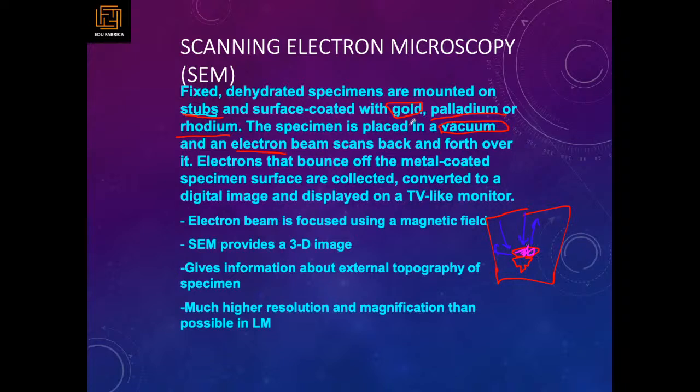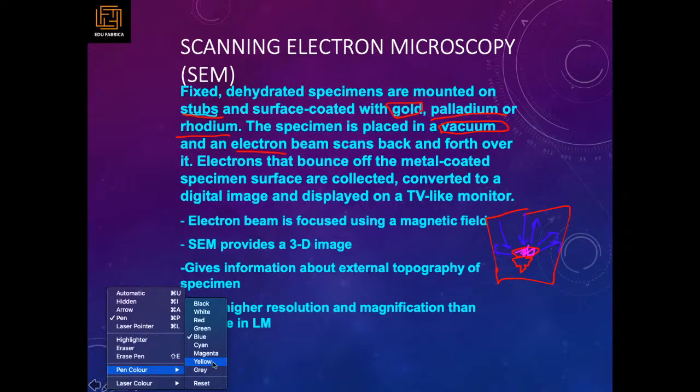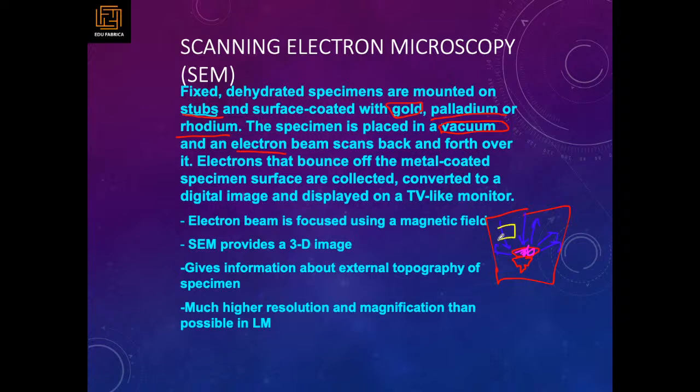As we know, our surface is coated with gold, palladium or rhodium. So these electron beams that are bouncing back are collected and converted to an image, and displayed on a TV-like monitor. And in order to handle your electron beam, we focus it with the help of a magnetic field. So we keep a north pole and a south pole.